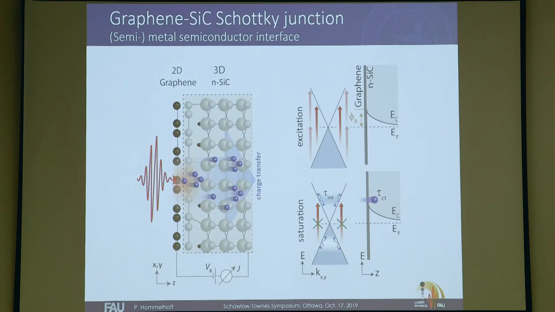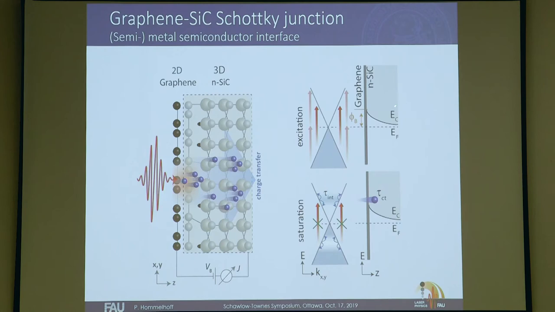So we looked at our system here. No, I just rotated the figure. Now graphene sits here. Before, we were looking into effects in the plane. Now we're interested in the electrons that go from graphene into n-doped silicon carbide. So it's just the same structure, only that the silicon carbide is now n-doped. And what we do is we shoot laser pulses and look at the excitation in graphene and how fast the electrons go over this interface.